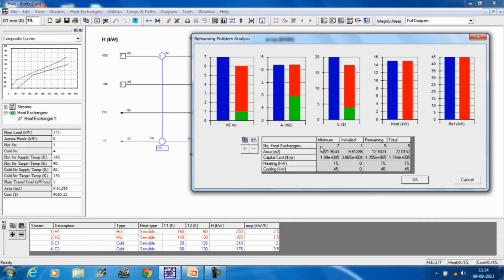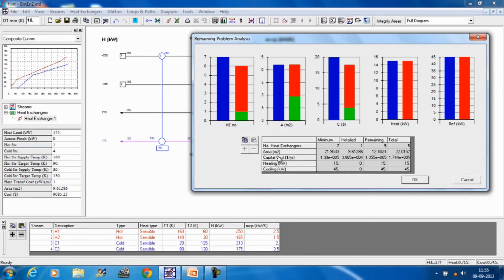Now, it tells that the minimum area required using the area target is 21.9533. I have installed one heat exchanger, its area is 9.61286, and the area of the remaining 5 heat exchangers is estimated to be 12.4024. If I add those two quantities, 9.61286 and 12.4024, it becomes 22.0152. That means the total value has exceeded the minimum area required by a little bit. After finishing this problem, we will see in a tabular form how much area has increased and why I have accepted that match.